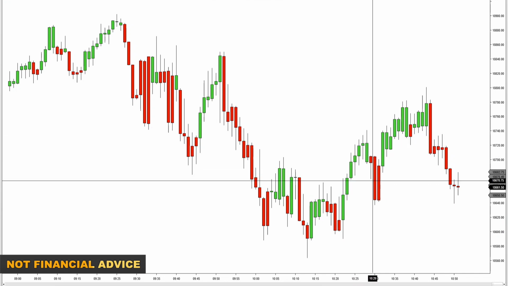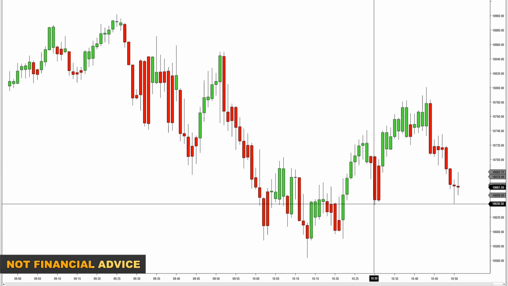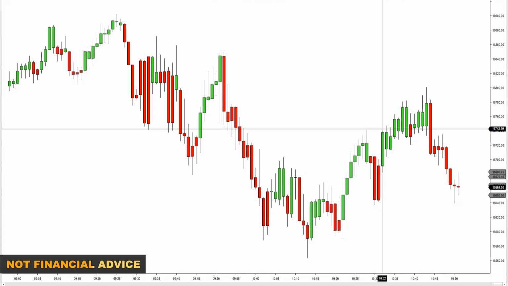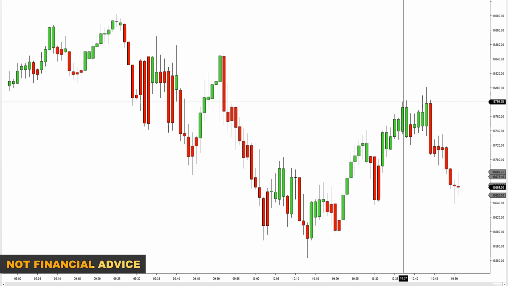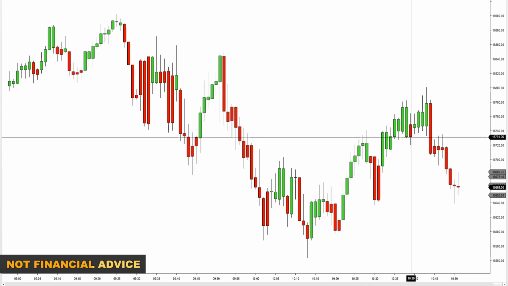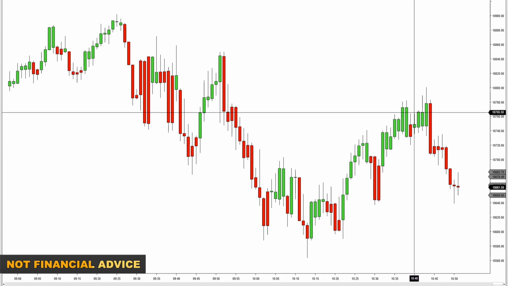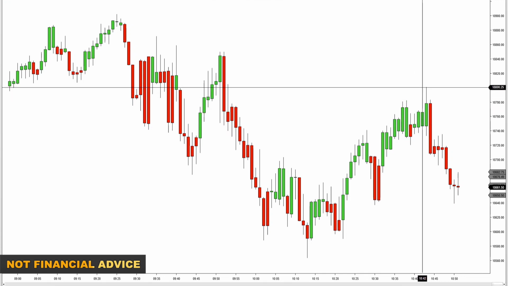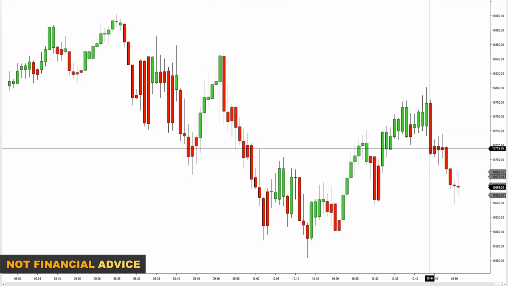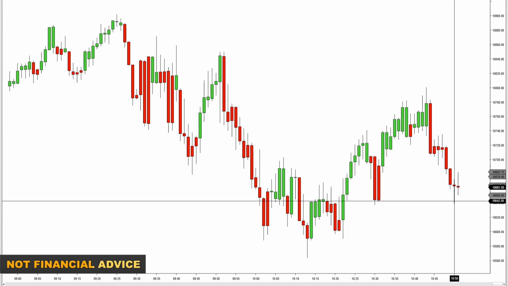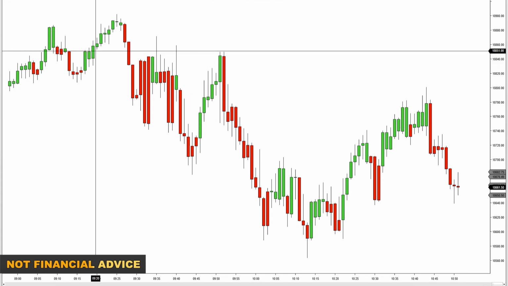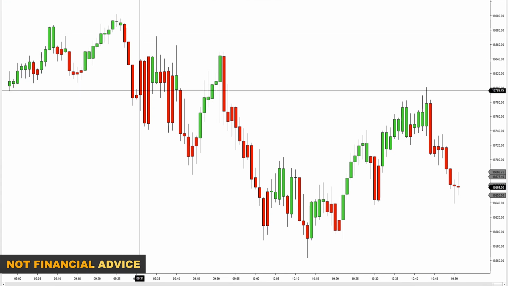Red Heikin Ashi candle. Break lower. 30 points. Green Heikin Ashi candle. Break higher. 40 points. Red Heikin Ashi candle. No break lower, no trade. Green Heikin Ashi candle. Break higher. 35 points. Red Heikin Ashi candle. Break lower. 60 points.